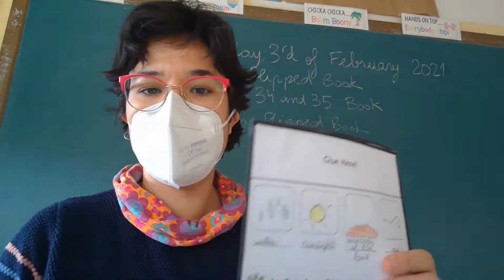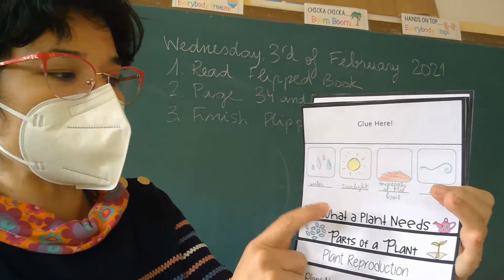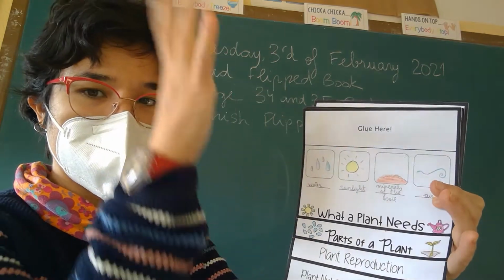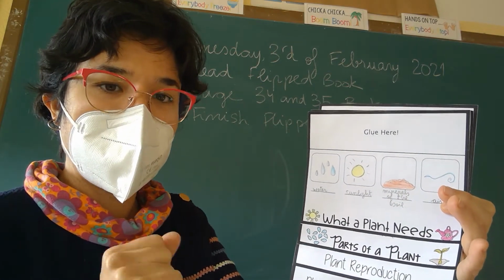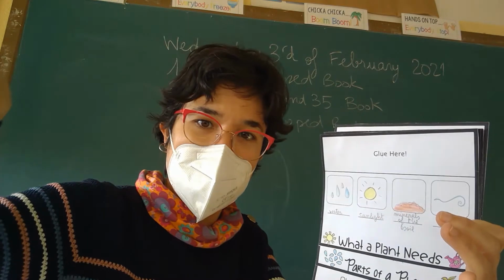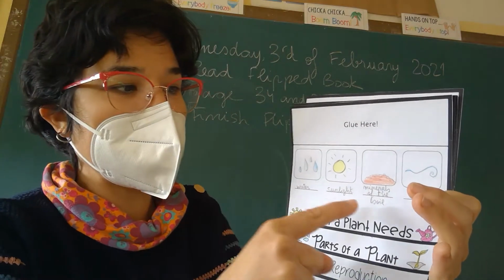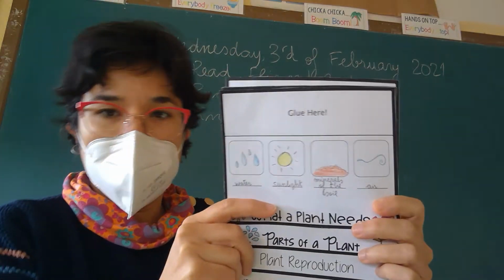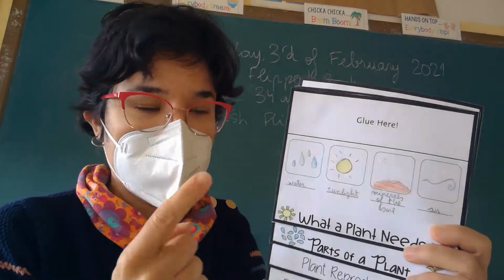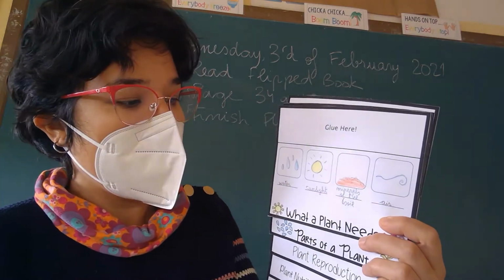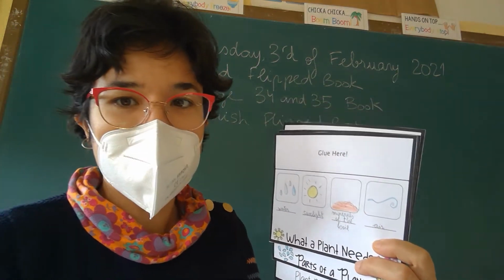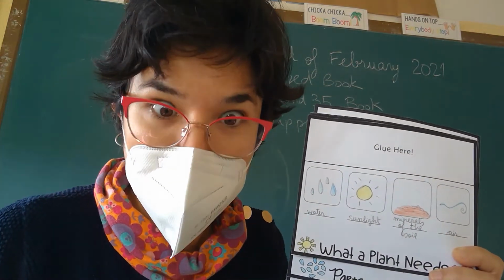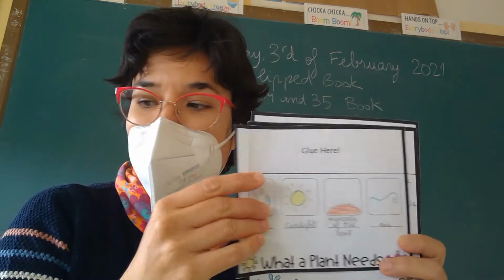Plants. What does a plant need? A plant needs water. A plant needs sun. A plant needs minerals of the soil or the ground. And the plant needs air. You have to repeat with me, okay? So let's turn to the next page.